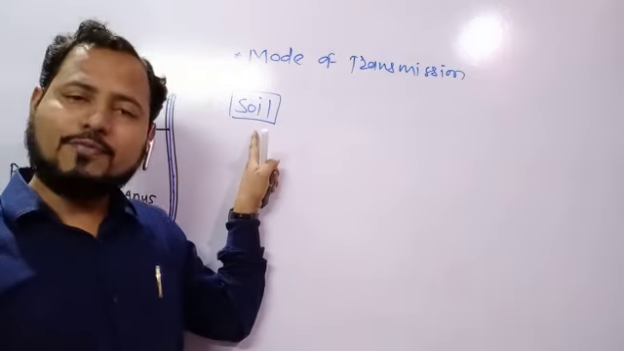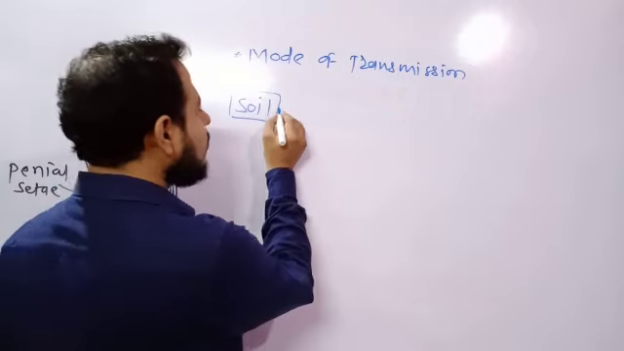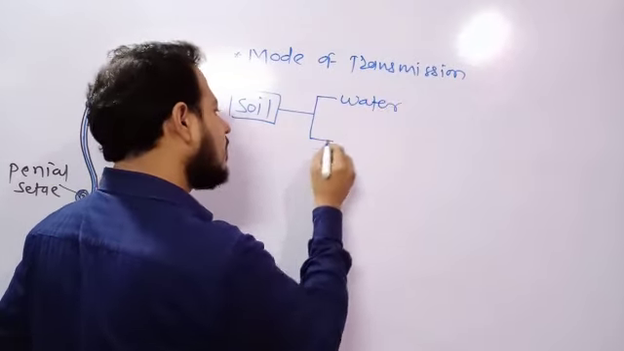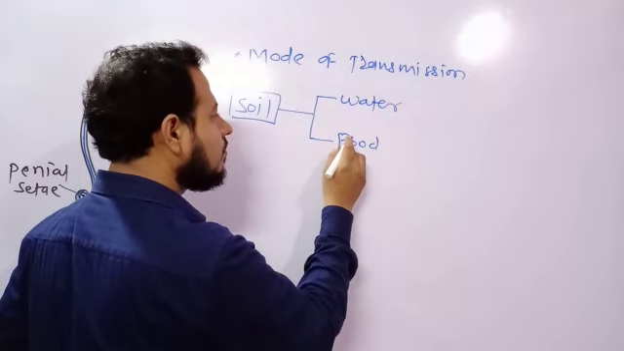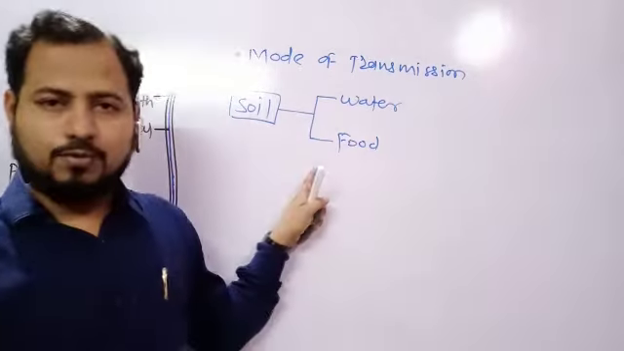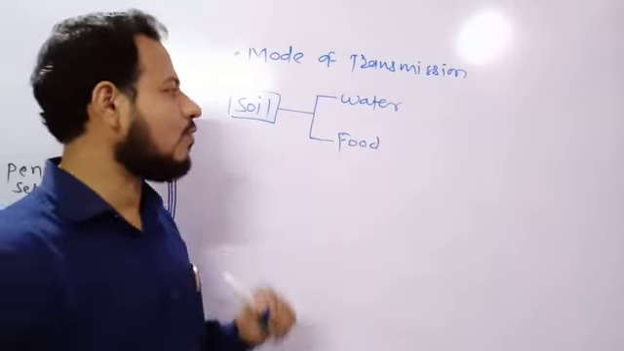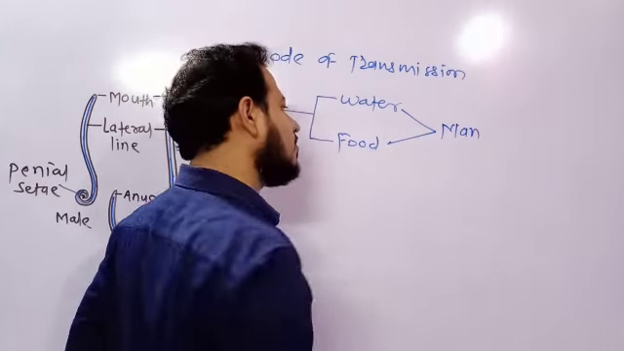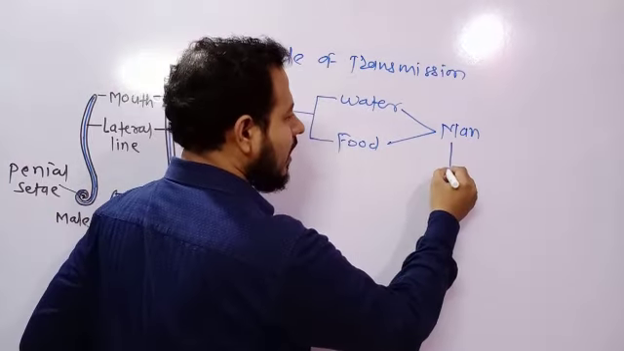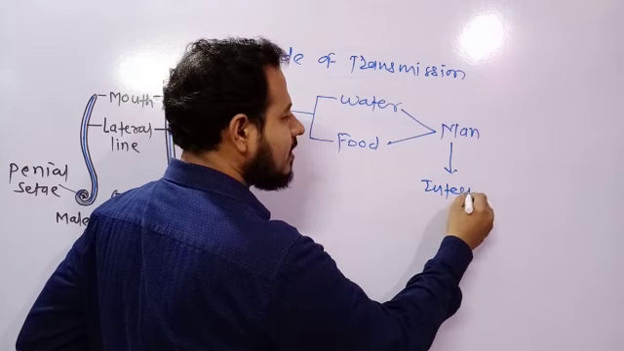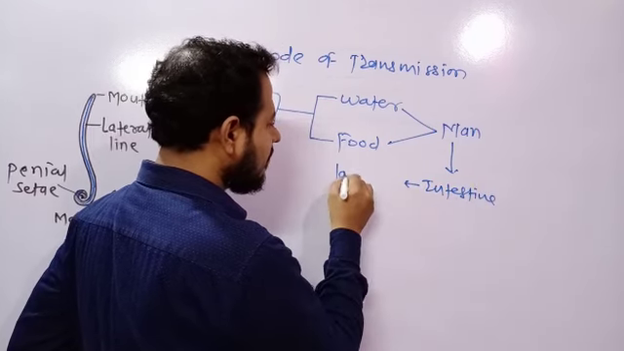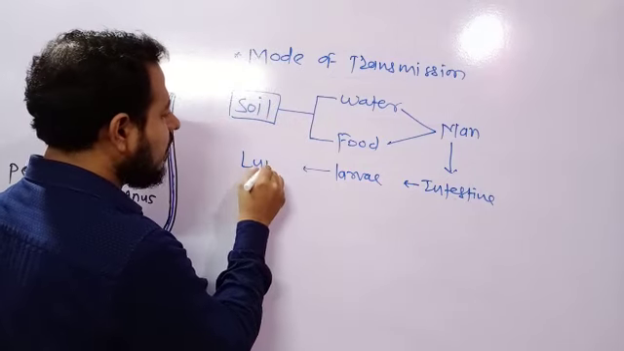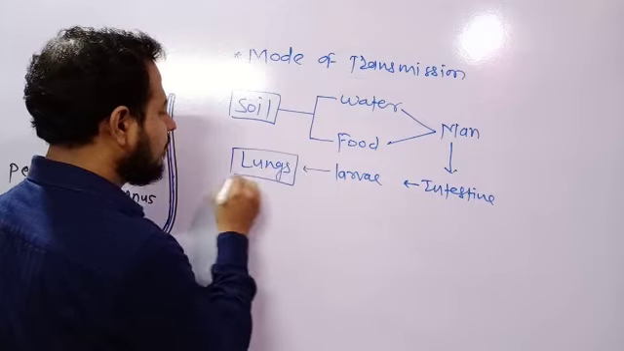Those fertilized eggs, if present in the soil, may contaminate water as well as food, or any one of these two. If contaminated water or food is consumed by a man, who is the definitive host for these worms, then the eggs hatch in the intestine and release larvae. Those larvae penetrate the gut and enter their target, the lungs.